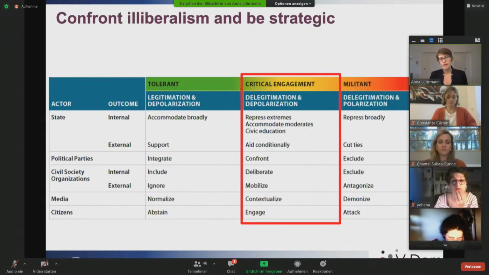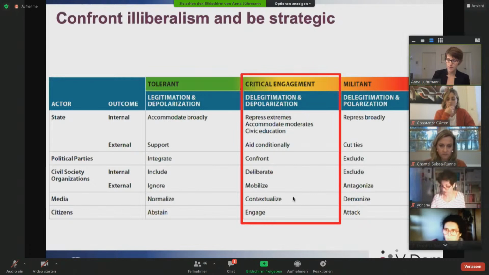We have in the resource guide, civic education is one of many tools in this area of critical engagement, where we try to delegitimize illiberal ideas. And we also have been talking about political parties, civil society organizations, and the media here particularly, and we see it again in all these debates and during the recent days regarding the US election. The media has a key role to contextualize, not to just repeat hate and lies, but to contextualize it, to debunk it.